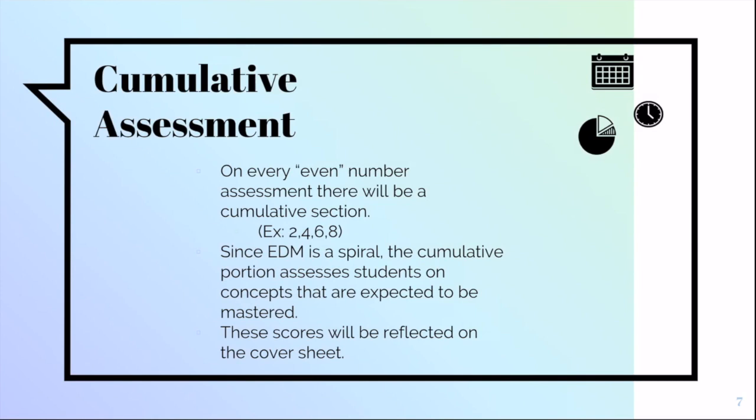On every even number assessment, there will be a cumulative section. Unit 2, Unit 4, Unit 6, and Unit 8 will have a cumulative section. EDM exposes content to students in a spiral. This means that students will be taught different skills multiple times throughout the year. Since EDM is a spiral, the cumulative portion assesses students on concepts that are expected to be mastered. These scores will be reflected on the cover sheet.